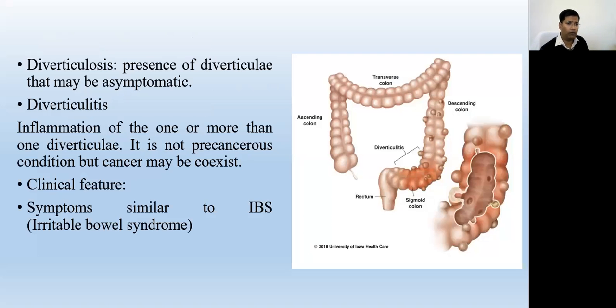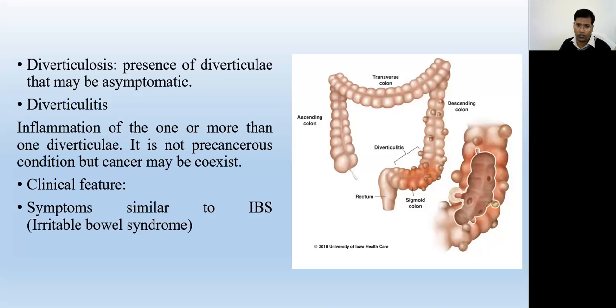Diverticula present in the presence of the diverticuli may be asymptomatic. If it is asymptomatic, then there is no problem. Usually it is not recognizable and can be diagnosed only accidentally. But if diverticulitis is there, diverticulitis means inflammation of one or more diverticula, that may create symptoms that are all similar to the IBS.